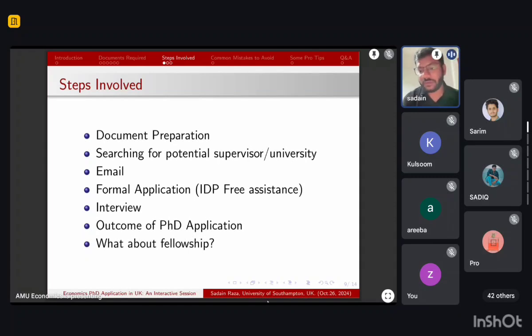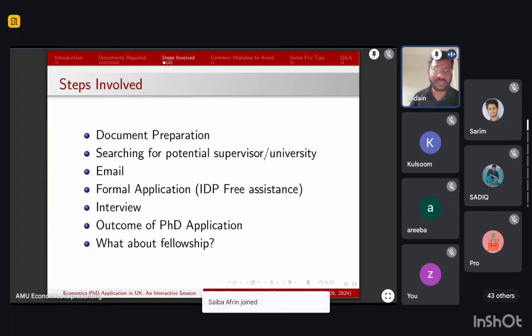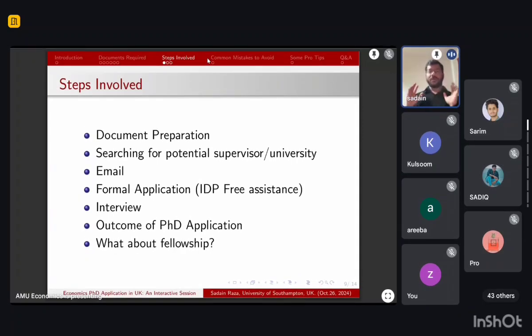Now, another thing is formal email. After your document preparation, GRE, everything, whatever you have, whatever you don't have, then you have prepared your document, then you search for your potential supervisor, that your documents are ready. Now you are ready to apply. So how you should search for a supervisor and how you should search for a university. This is a very important point. I will discuss in details in the next slide about this.